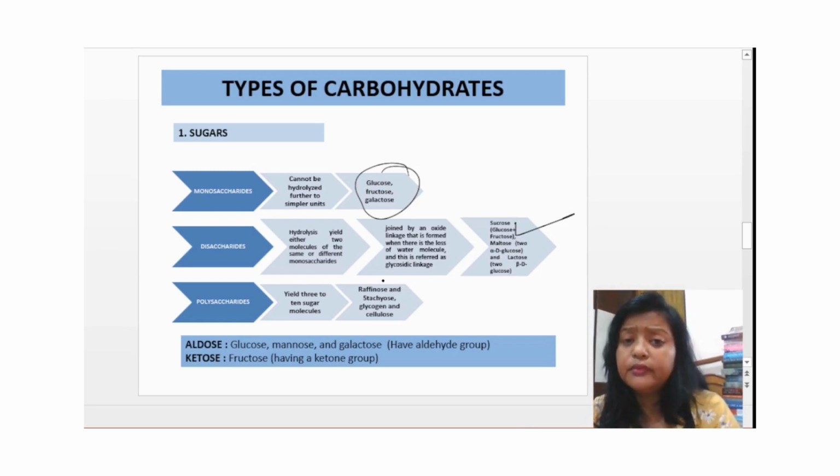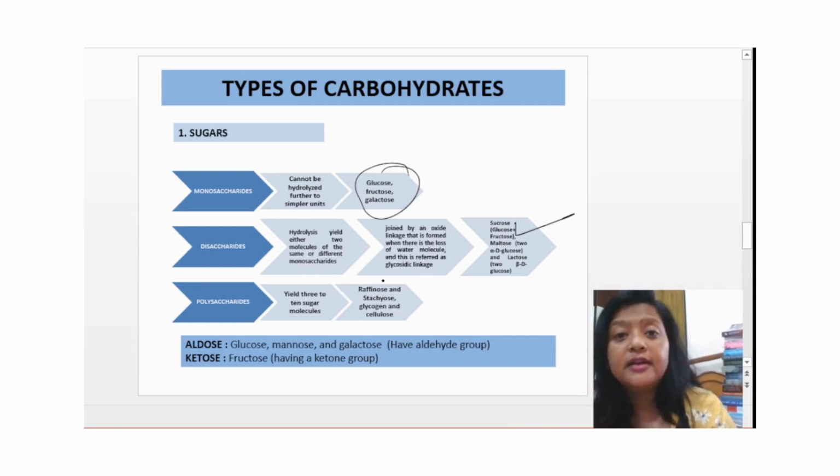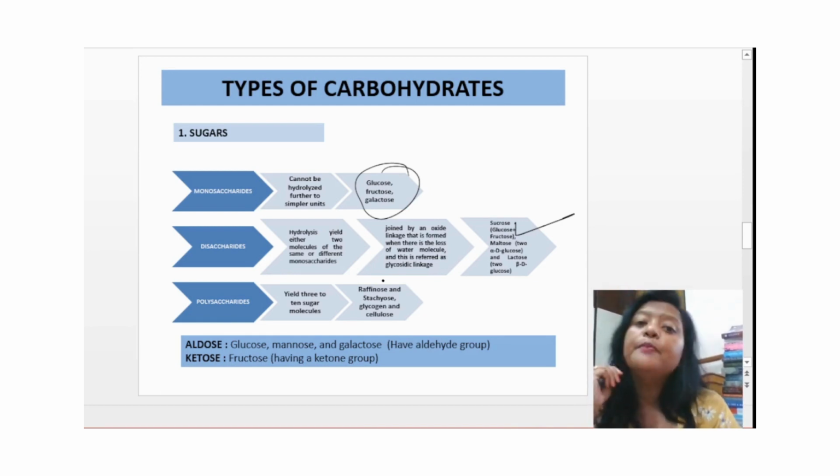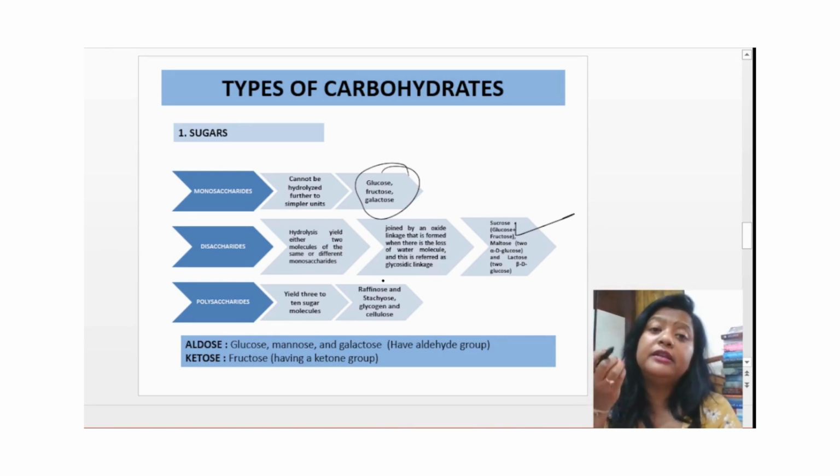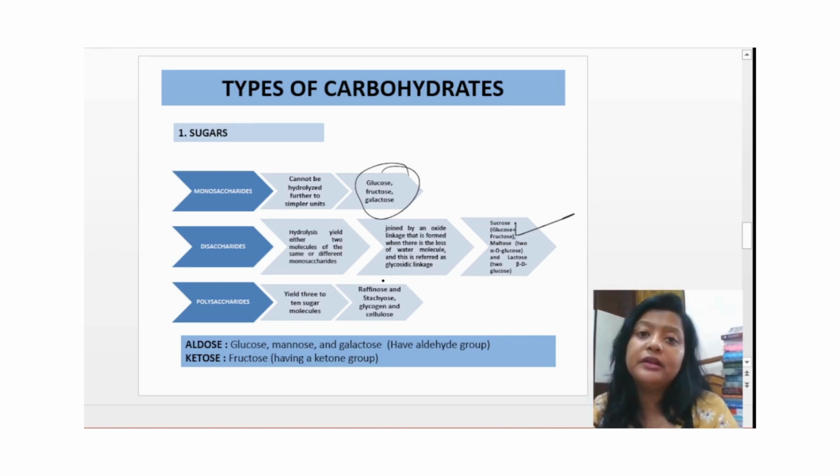So now, depending on groups present in the sugars, in the carbohydrates, again, carbohydrates can be of two types: aldose and ketose. I already told you glucose is an aldose because it contains an aldehyde group, and fructose is a ketose because it contains a ketone group. The other examples of aldose are mannose and galactose because they also contain the aldehyde group. Fructose is present primarily in some fruits such as apple, figs, and all.